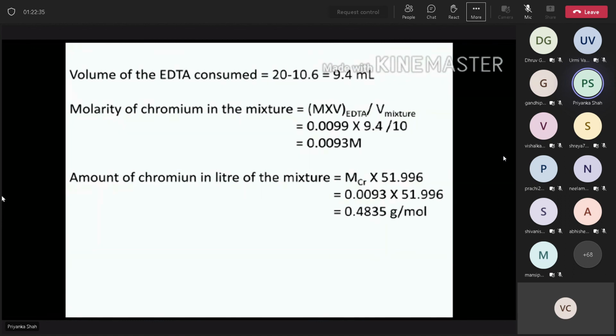Molarity of chromium in the mixture was calculated by multiplying molarity of EDTA with volume of EDTA and dividing the value by volume of metal mixture. The amount of chromium in a liter of the mixture solution was calculated by multiplying the molarity of chromium with molecular weight of chromium.